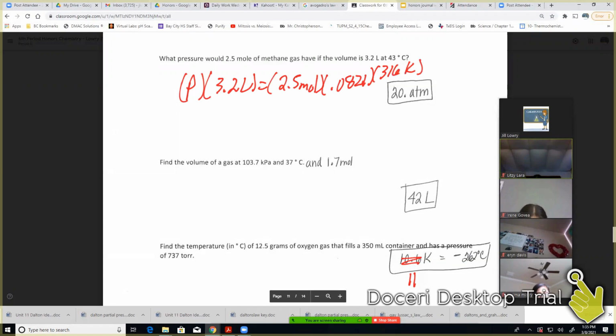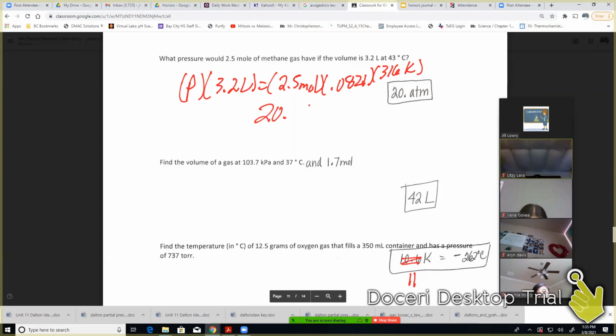Were y'all able to get the 20? There's kind of the setup right there. We are missing our pressure. So if you use a 0.0821, then when you get your answer, your answer's units will be atmospheres. Because of sig figs, we needed the 20 point with the decimal behind it.